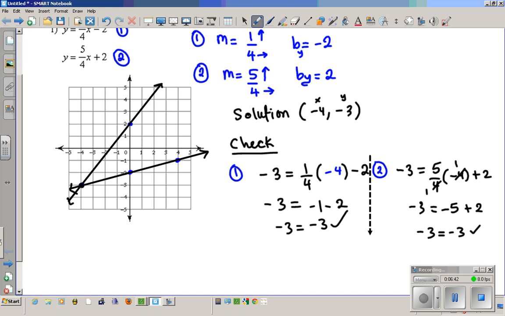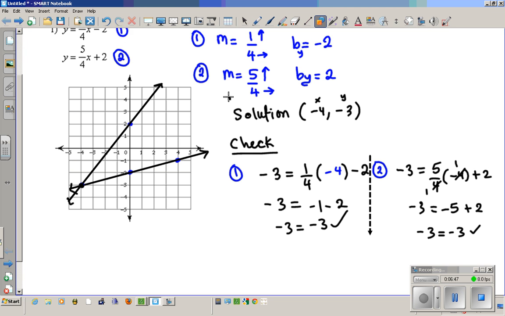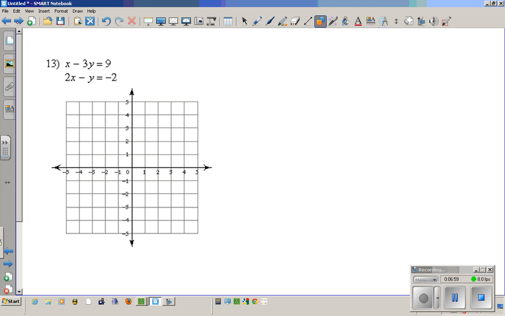Alright, so now let's take a look at a situation where our equations are provided in standard form. Alright? Okay, so let's take a look at that scenario. Number 13 satisfies this requirement. See, they're both in standard form, x and y is on the same side. So for these, I like to put them in slope-intercept form so I can graph them with ease, okay? So let's label them 1 and 2.